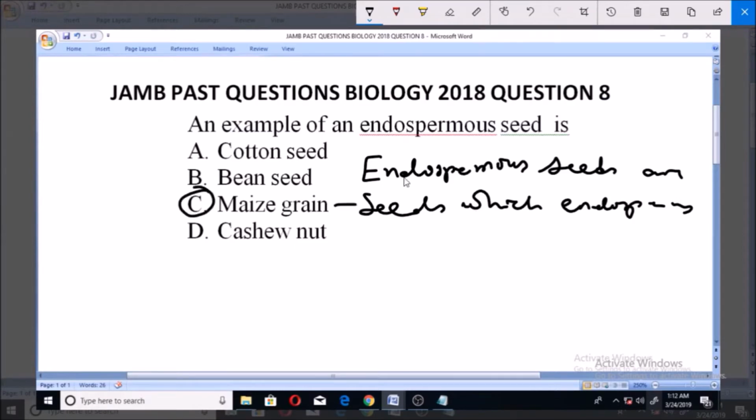There are some that are known as non-endospermous seeds as well. But the endospermous seed, the seed that has endosperm, among the options here is maize grain. So that makes option C the right answer. Like I said, there are also non-endospermous seeds. For endospermous seeds, the example we have here is the maize grain.